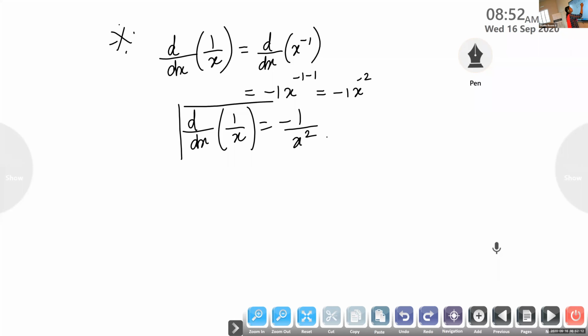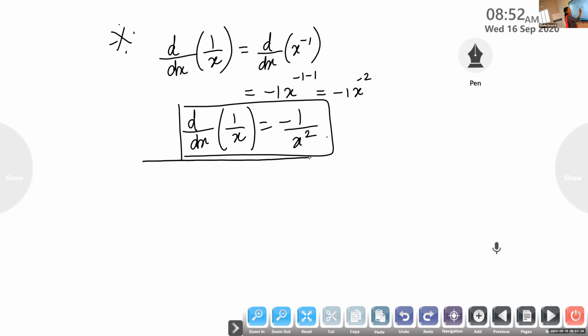So, this one we should learn by heart. This is another formula. You should learn this value by heart. What's the derivative of 1 by x? Minus 1 by x square. Derivative of 1 by x is minus 1 by x square.